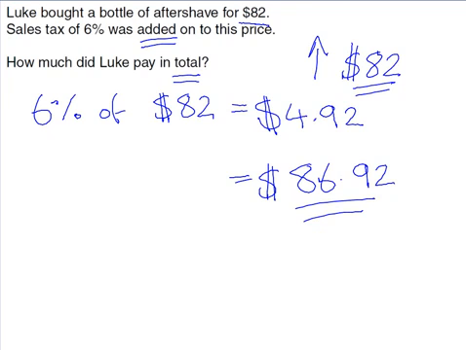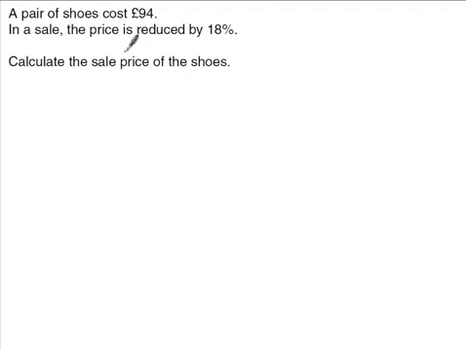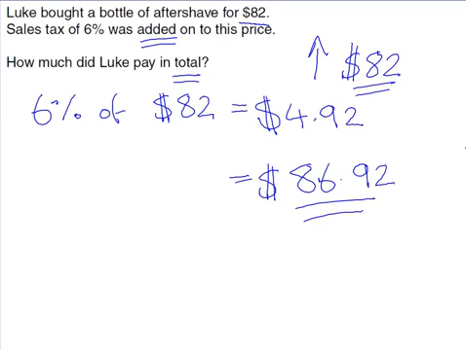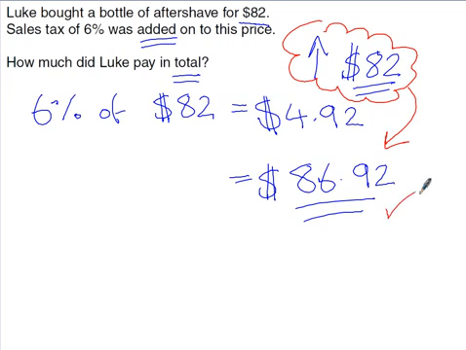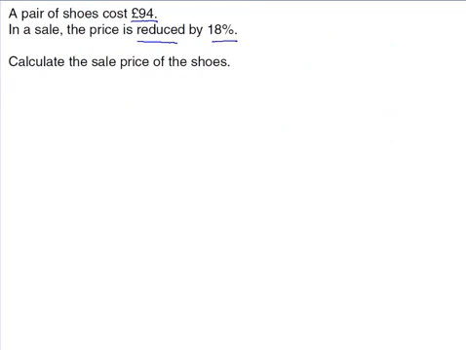What else do we have? So a pair of shoes cost £94. Okay, key information. In a sale, the price is reduced by 18%. Oh, so let's just go back to that question. Like I was saying earlier, we said that the answer should be more than $82, so we should have checked that. Yeah, it is bigger than $82. So this is great. So this answer makes sense. So going back to here, this answer should be less than £94 because the shoes are in a sale. The price has been reduced.